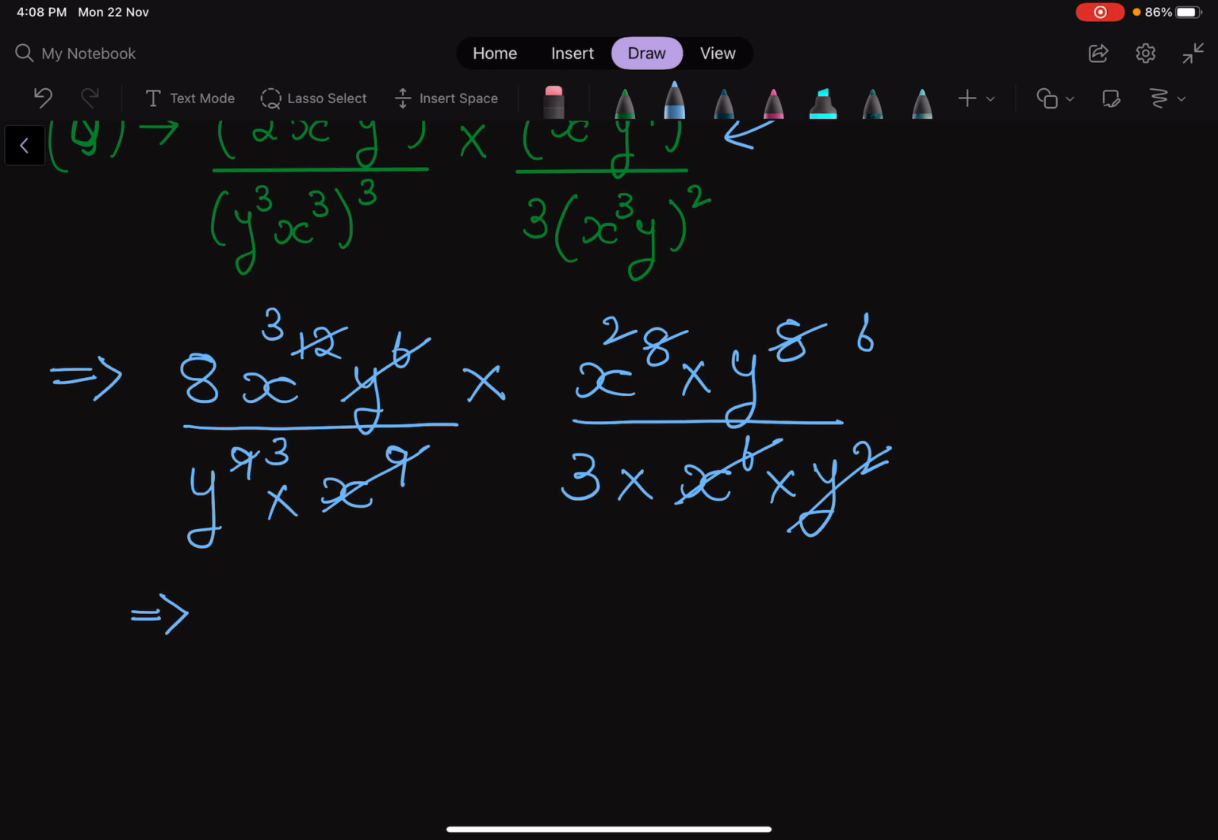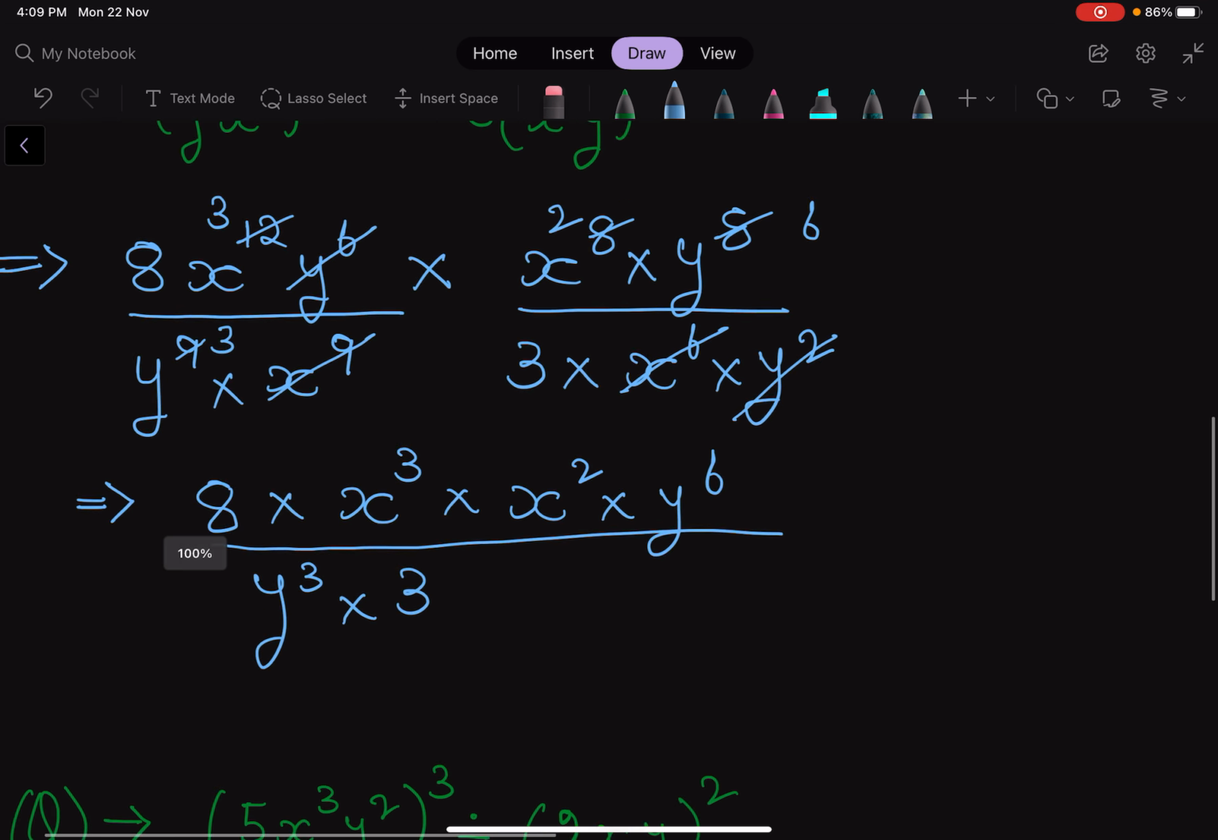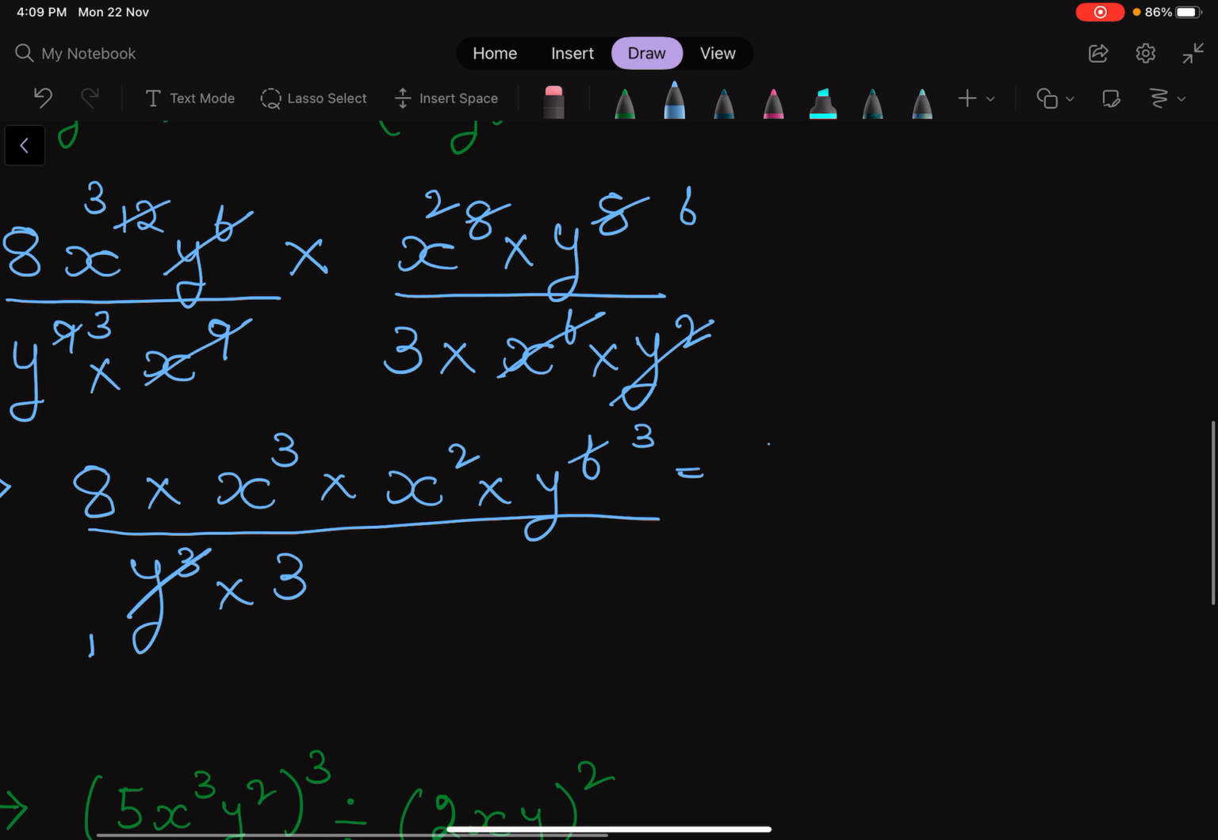Okay, so let's see what we have on the numerator. What we have is 8 multiplied by x power 3 multiplied by x power 2 multiplied by y power 6. It's divided by, in the denominator we have y power 3 multiplied by 3, and yeah, that's it. So we go on cancelling, this y power 3 cancels the 6, 6 minus 3 is 3 again, so it's 8 upon 3.